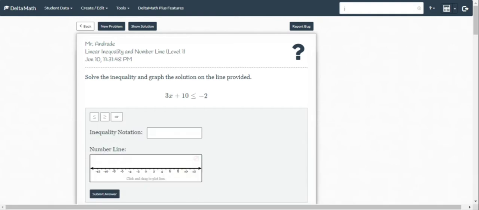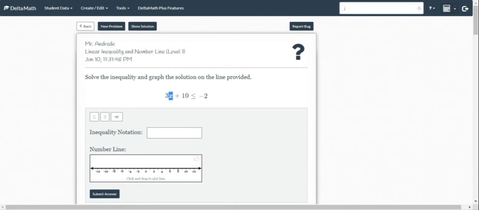So this is an example of a type of question you might get, and I wanted to show you guys how to answer it. Solve the inequality and graph the solution on the line provided. So we have 3x plus 10 is less than or equal to negative 2. Now we're going to use the same steps that we've been using. We're going to first locate the variable, which is right here. Then we're going to work from the outside in.